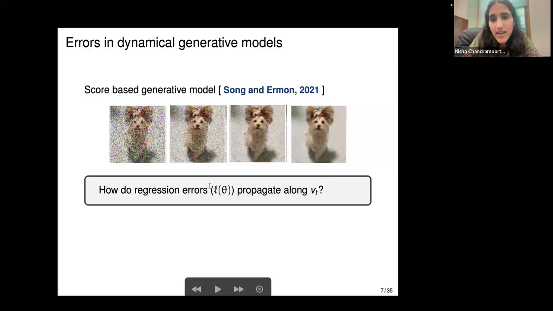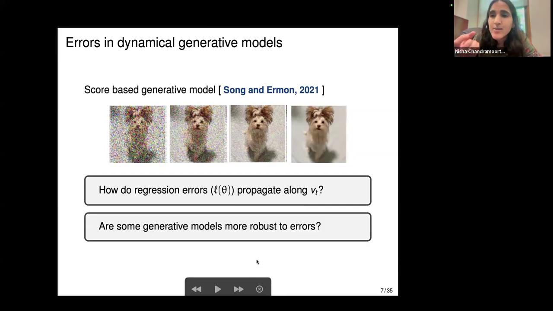Every generative model is going to have some loss function which is being minimized. Theta are the parameters of a neural network that will represent V_t, the true vector field. The true vector field is approximated by, say, V_t^theta, a neural network representation of the vector field. So how do regression errors in learning this neural network propagate along the dynamics that generate these samples? And based on this propagation of errors, can we distinguish two generative models and say one is more robust to errors in the regression than the other?